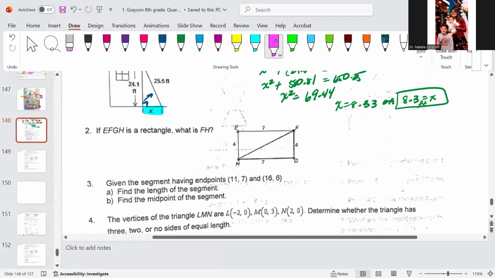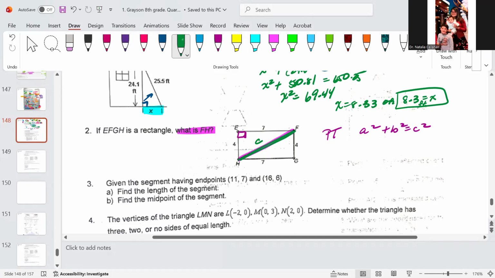What is FH? FH, so I like to highlight it. So FH is this diagonal. Do you see that? Okay, well, this is a right angle, so you know that this is a right angle, correct? So we're going to use the Pythagorean theorem, a squared plus b squared equals c squared. Which side is the longest side? The longest side would be probably EF. EF is the longest side.